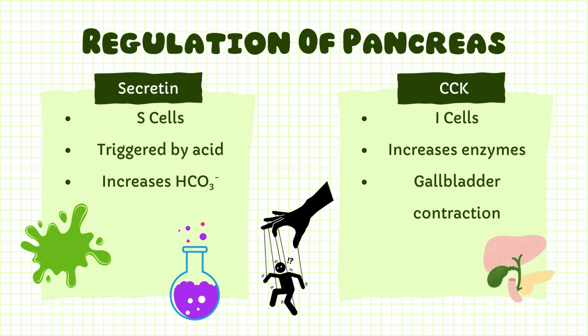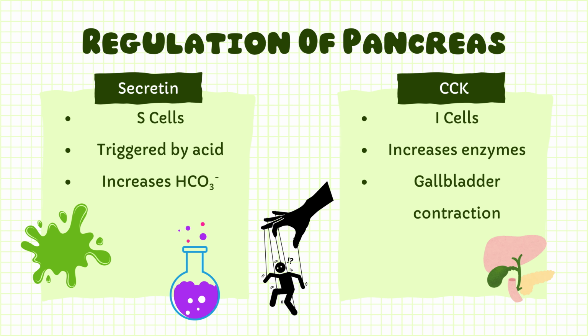Next, cholecystokinin, or CCK. CCK is released from I cells in response to fats and proteins in the chyme. It stimulates acinar cells in the pancreas to secrete digestive enzymes. CCK also triggers the gallbladder to contract, releasing bile to assist in fat digestion.